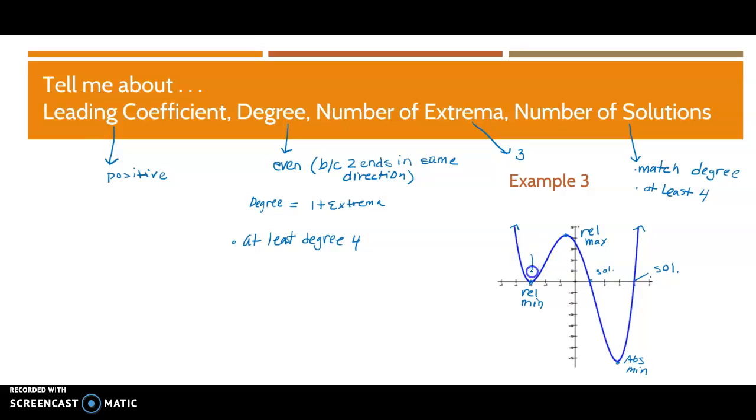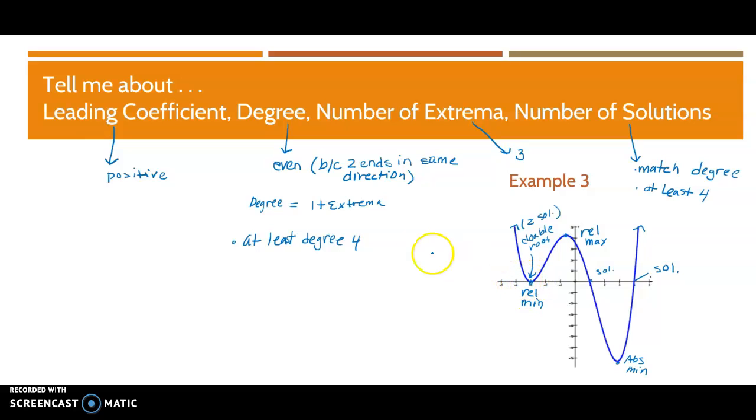And right here at this relative maxima or minimum, because it hits the graph, we would have what is often referred to as a double root. So that is 2 solutions. And we have that double root whenever the graph exactly touches rather than crossing over the x-axis.